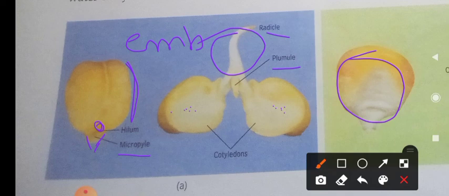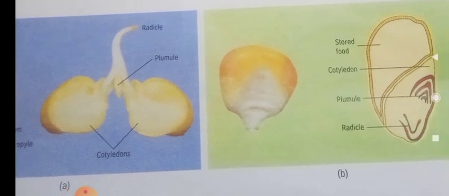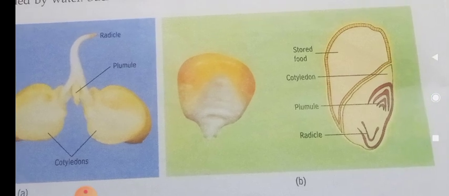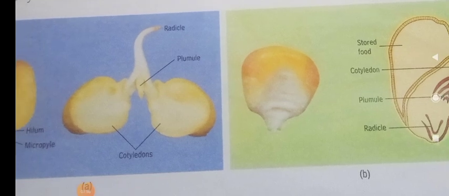Similarly, the same parts that are present in dicot seeds will be present in monocot seeds also. Do you understand, children? So this is the diagrammatic representation of maize. Maize is actually what? Monocotyledon. So maize is the best example for monocotyledon.